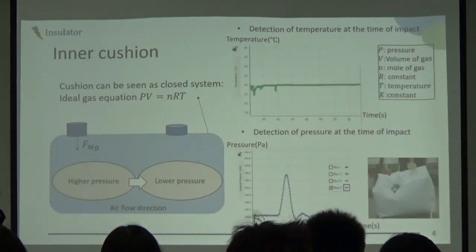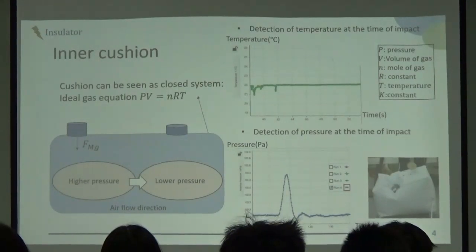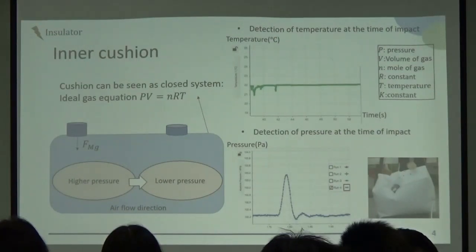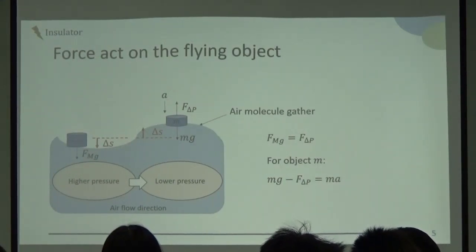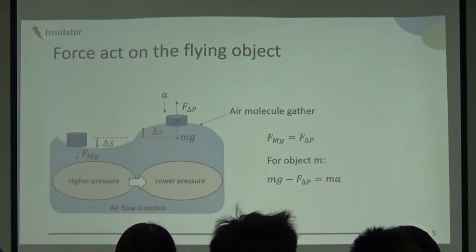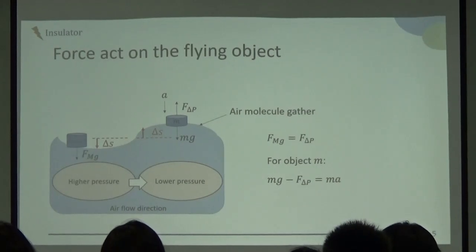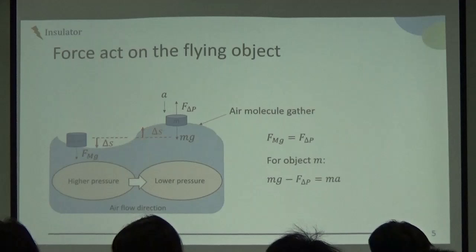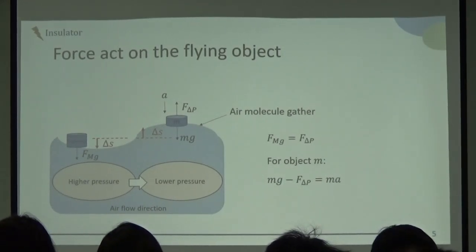Before the dropped object hits the cushion, it has gravity, and when it hits the cushion, the pressure will transform here. So we can see the next page. When the dropped object hits the cushion, it will develop a large indentation, which will decrease the volume of the cushion. This means the volume of the gas in it will also decrease, and the pressure here will increase.